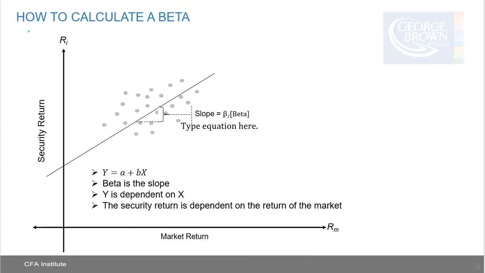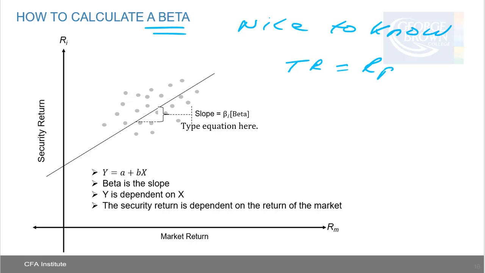Okay, this part of the video is a nice to know. It's not a need to know. I'm just going to go through very quickly because we're looking at the Treynor ratio. For the Treynor ratio, it was the return of the portfolio minus the risk-free rate divided by the beta of the portfolio, but we haven't really covered in any detail what a beta is.